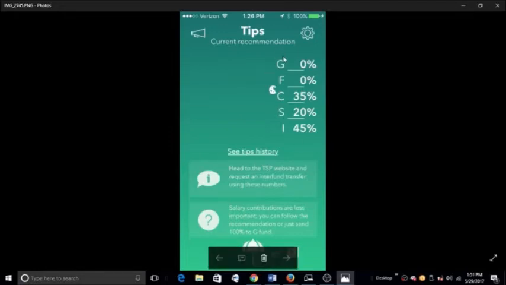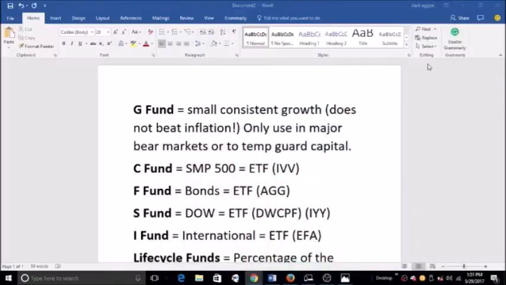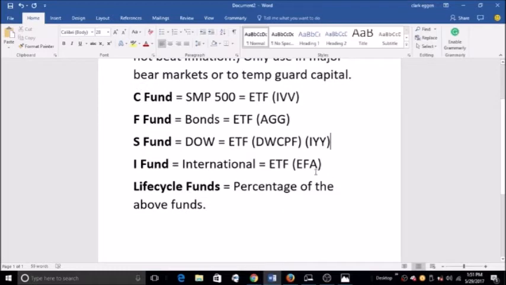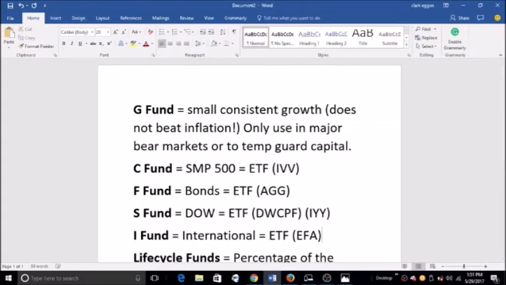So as you can see, you have your funds here: G, F, C, S, and I. It doesn't have the life cycle funds, and every month it tells you a percentage of where your funds should be. So for this month, it has 35% in the C fund, 20% in the F fund, and 45% in the I fund. Okay? Now, if you're interested in managing your funds even more, you can go look at the ETFs for each of these to see where your funds are moving and try to track them. The next thing I would look into are certain websites or resources to help you with that.